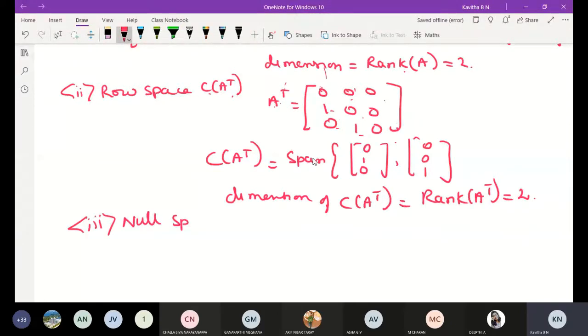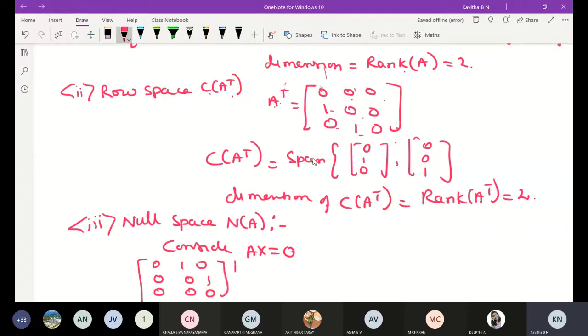Then take down the third one, the null space, N of A. Consider Ax equal to 0. Null space: how to find it? Ax is equal to 0. Write down the A matrix here: [0, 1, 0; 0, 0, 1; 0, 0, 0]. Then x is x1, x2, and x3, which equals 0, 0, 0.